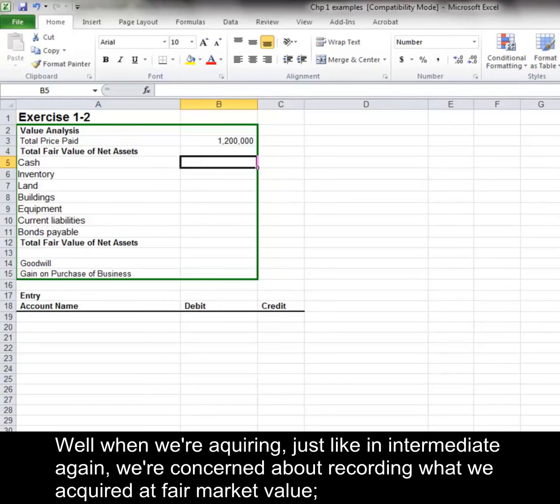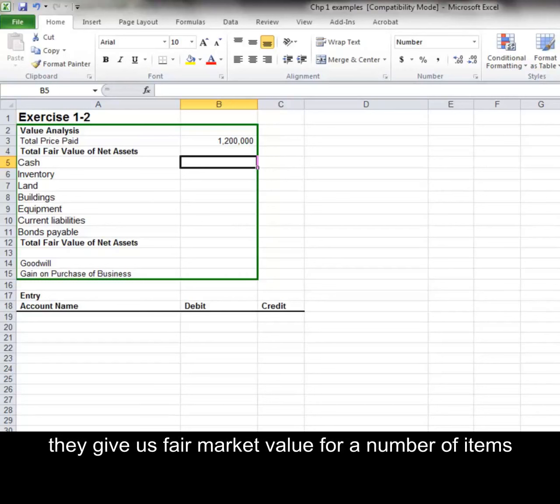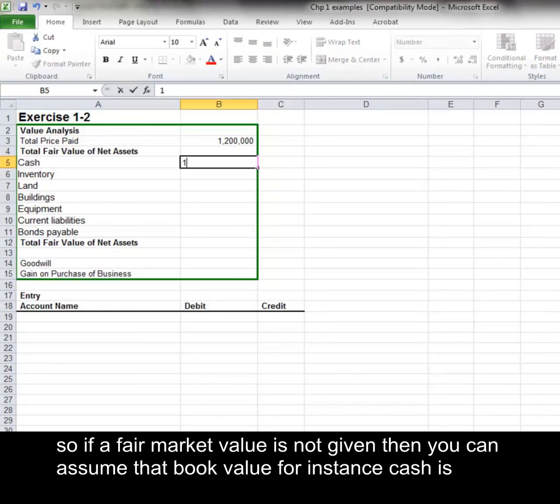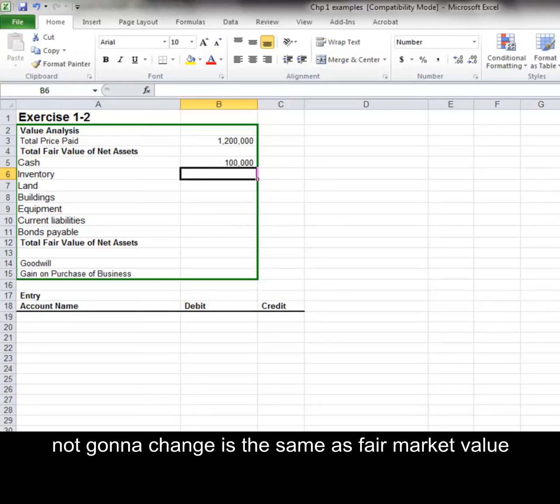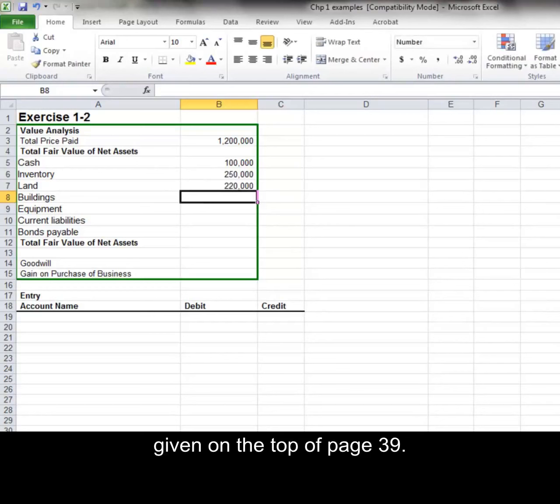The second step then is to consider what did we acquire for that $1.2 million. Well, when we're acquiring, just like in intermediate again, we're concerned about recording what we acquired at fair market value. So you'll notice on the top of page 39, they give us fair market value for a number of items. If a fair market value is not given, then you can assume that book value, for instance cash is not going to change, is the same as fair market value. So the cash came from the trial balance. The other items that I'm inputting are coming then from the appraisal values given on the top of page 39.